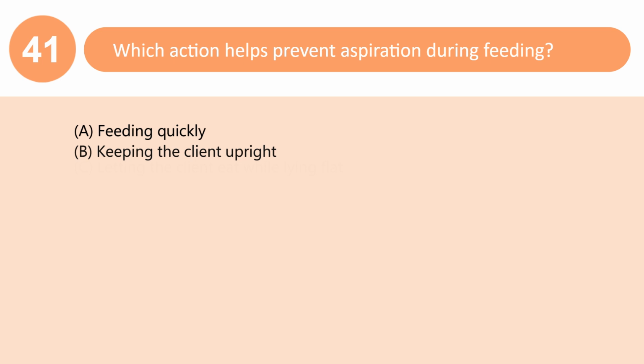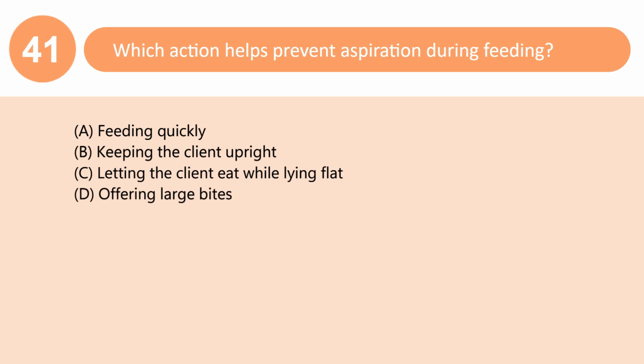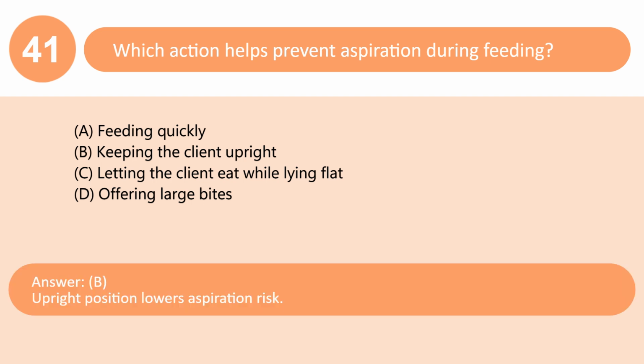Which action helps prevent aspiration during feeding? A. Feeding quickly. B. Keeping the client upright. C. Letting the client eat while lying flat. D. Offering large bites. Answer B. Upright position lowers aspiration risk.